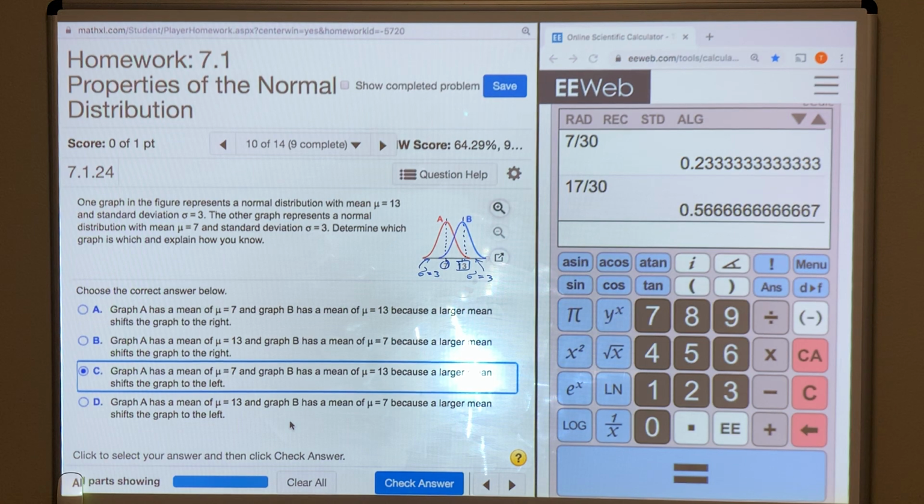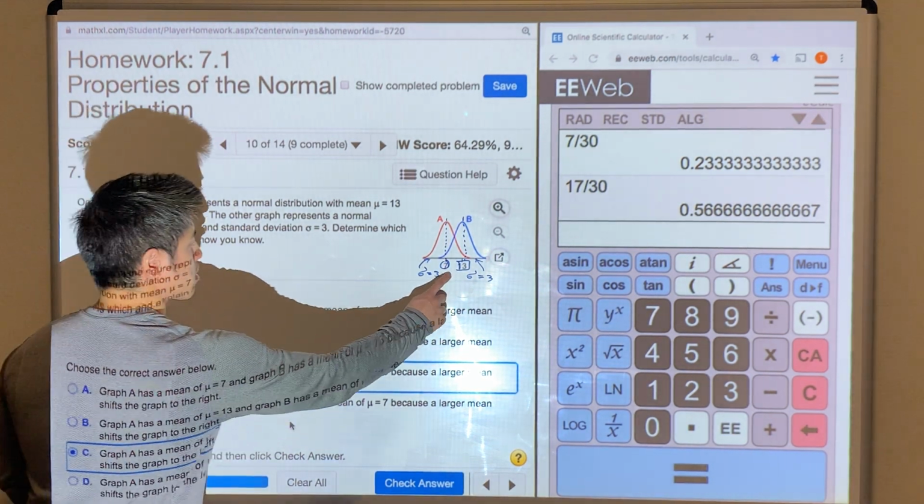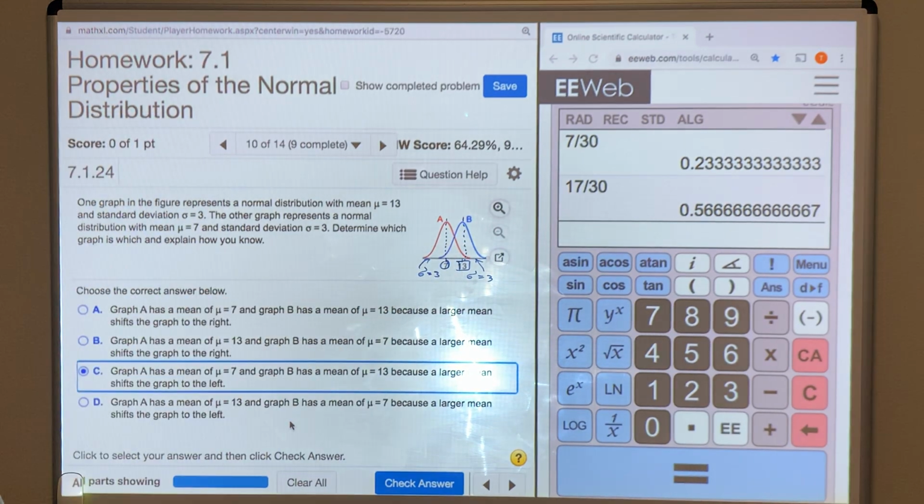C, graph A has a mean of 7. Yes, and graph B has a mean of 13. Yes, because a larger mean shifts the graph to the left. No, the larger mean is to the right, so that's wrong.